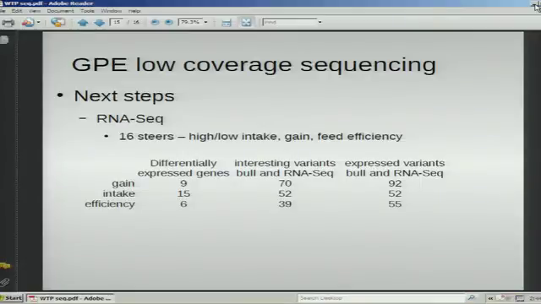We also see a different set of variants that were seen in the expression data and also the bull sequence. A lot of these are not necessarily what we called interesting, which may point out some of the limitations of the current annotation, that we're missing information about those 30 million that right now we're ignoring.